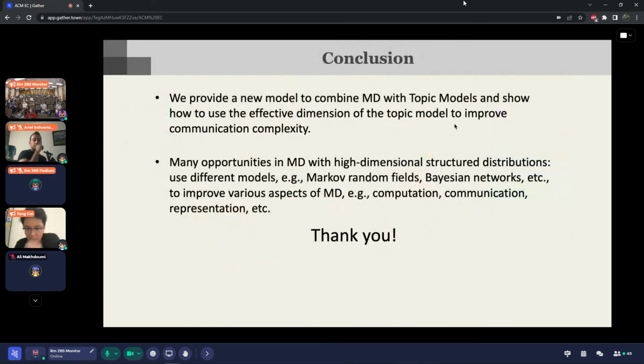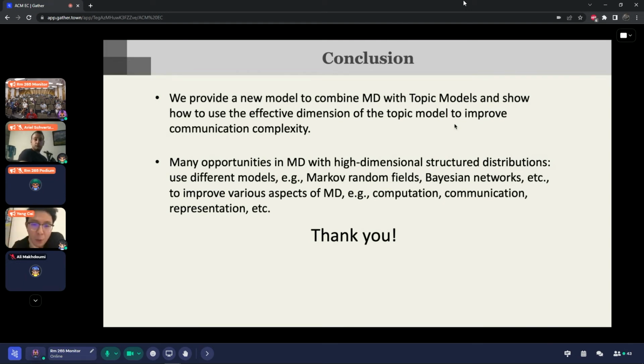And let me wrap up. So we provide a new model that allows you to combine mechanism design with topic model, a very popular statistical model for capturing preferences in recommender systems. And we also show that not only can you use this topic model to get a mechanism that works well for the true distribution, but we also show that you can use topic model to improve communication complexity.